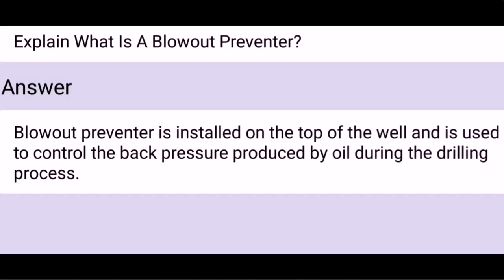Explain what is blowout preventer. Blowout preventer is installed on the top of the well and is used to control the back pressure produced by oil during the drilling process.